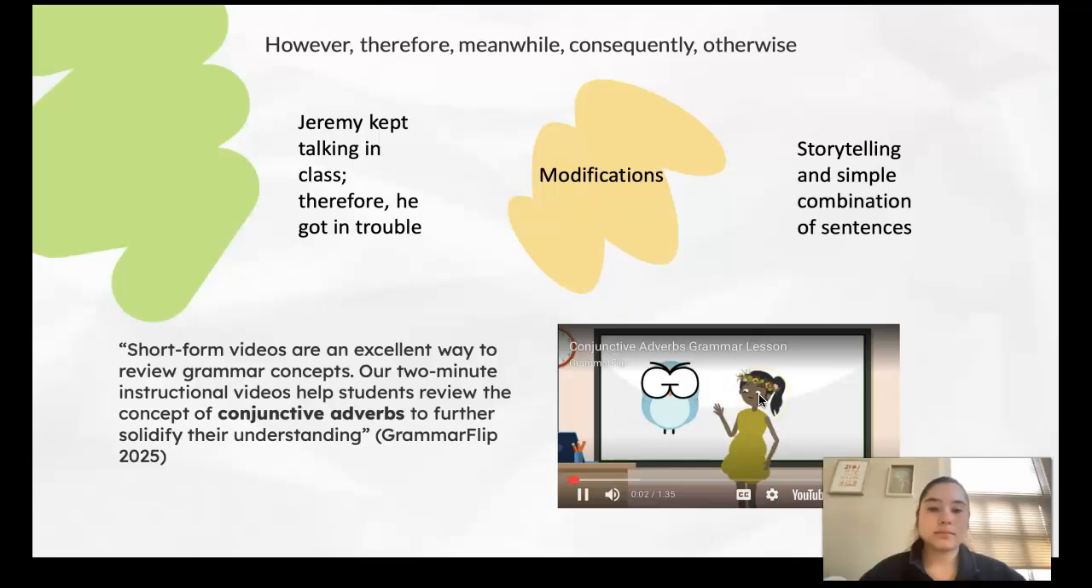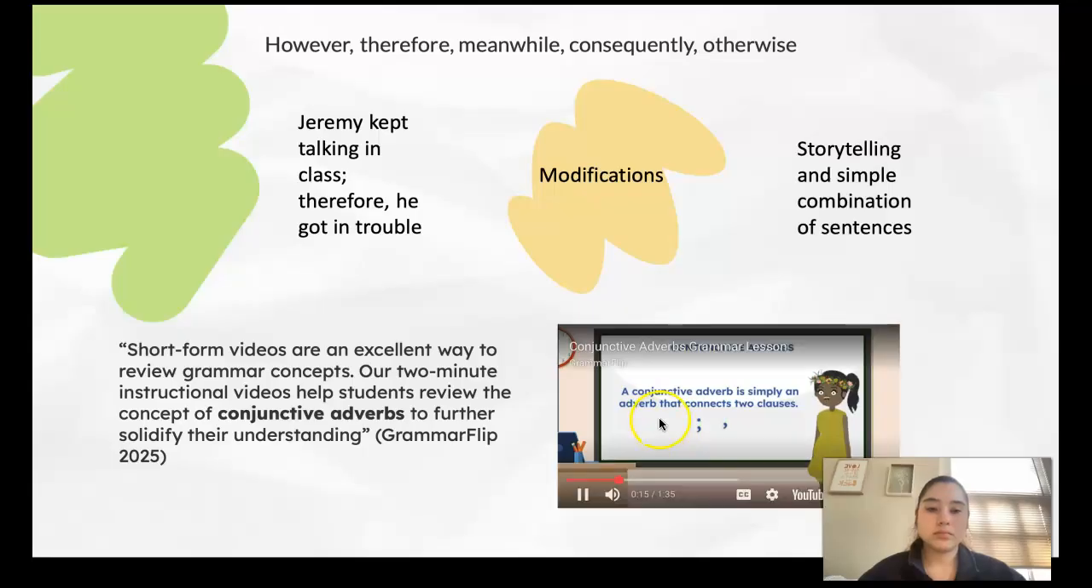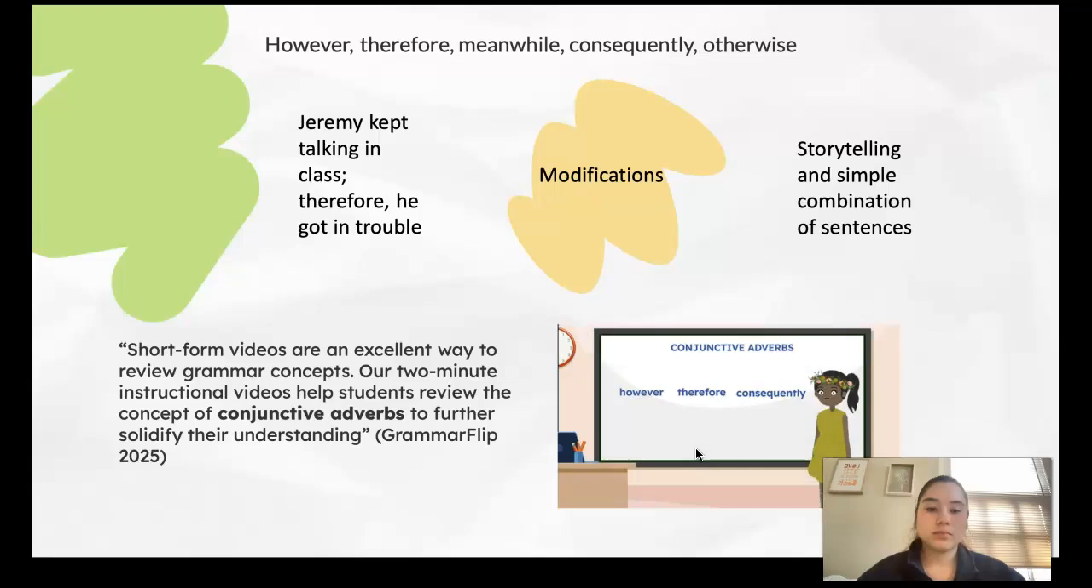How are we all doing today? Well, in this lesson, let's talk about conjunctive adverbs. A conjunctive adverb is simply an adverb that connects two clauses. It's punctuated with a semicolon before it and a comma after it. A few common examples are the following: however, therefore, consequently, nevertheless, and furthermore.